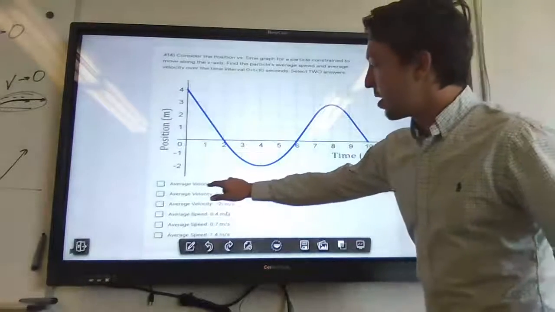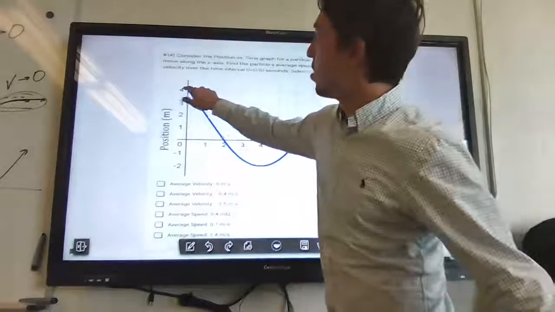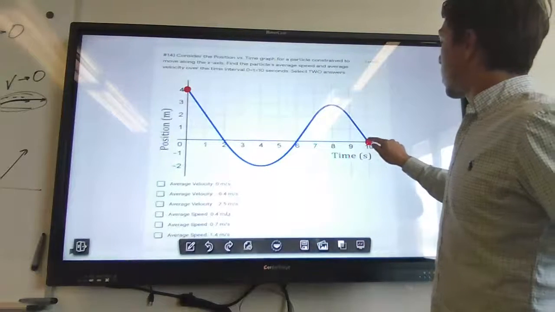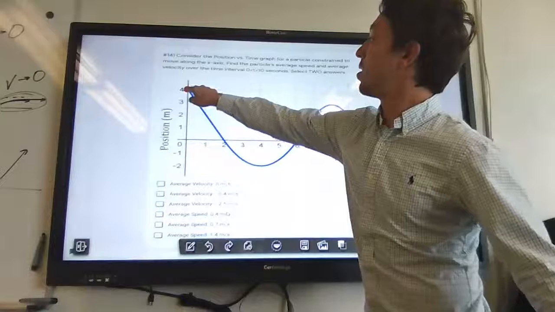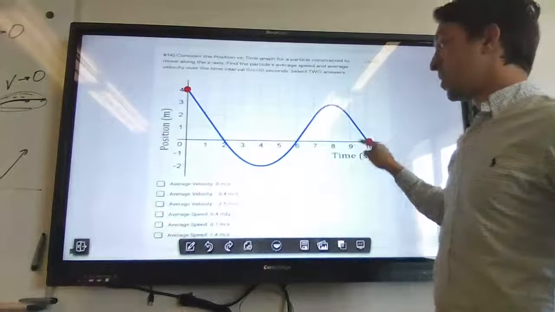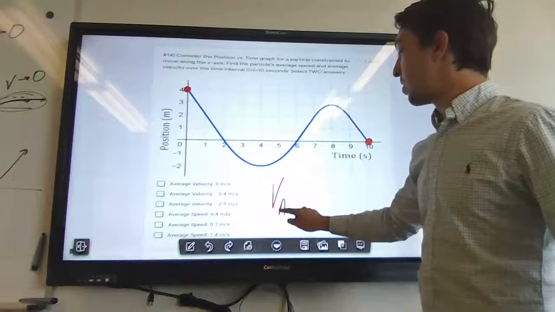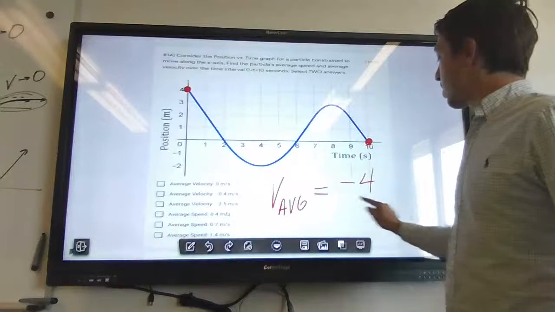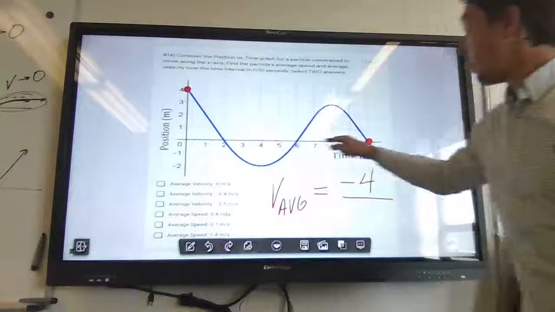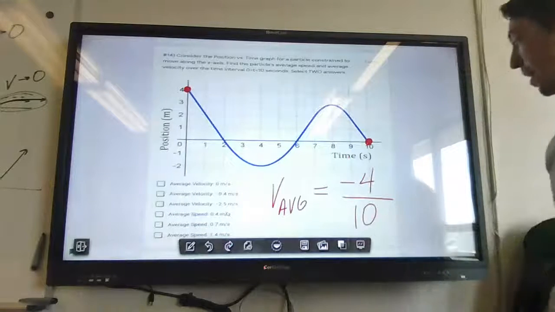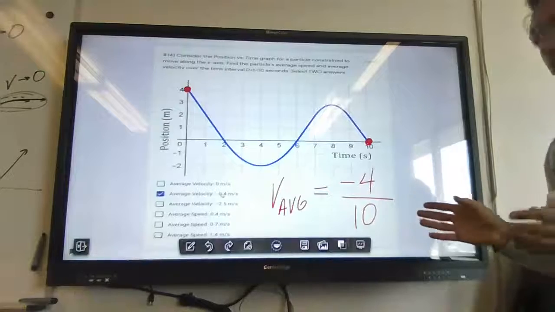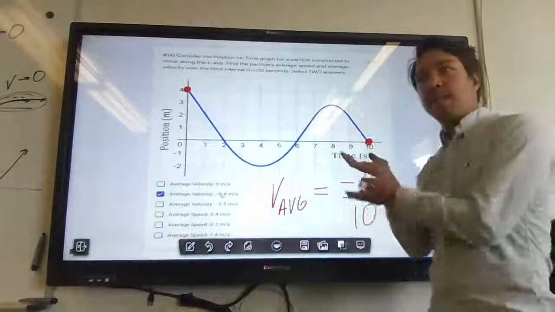How do I get the average velocity? Yeah, take the total displacement. So where did I start? 4, ended at 0. So my average velocity is -4, and then my total time is 10. So that's -0.4 for my average velocity. Does that make sense? So as you can see, once you know the secret, it's an easy calculation.